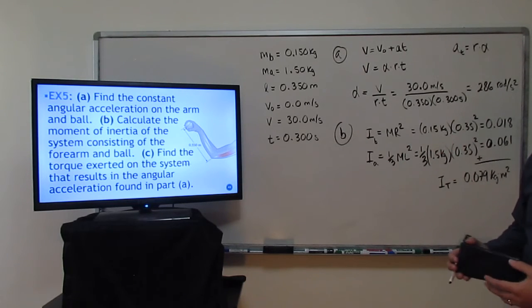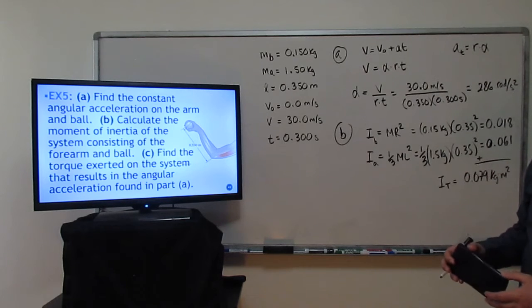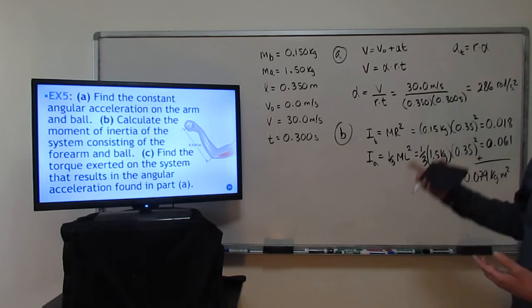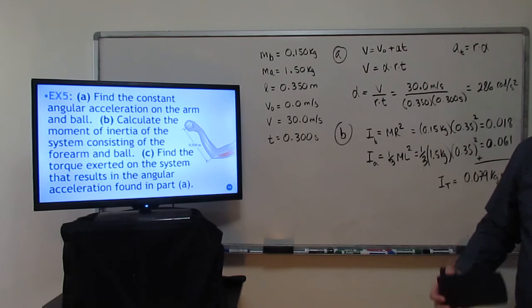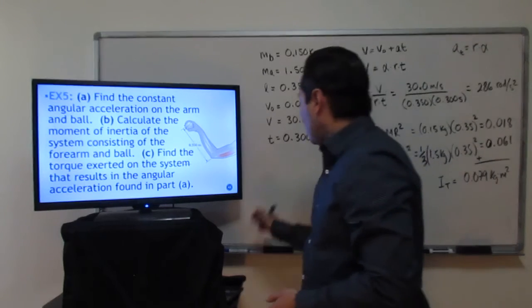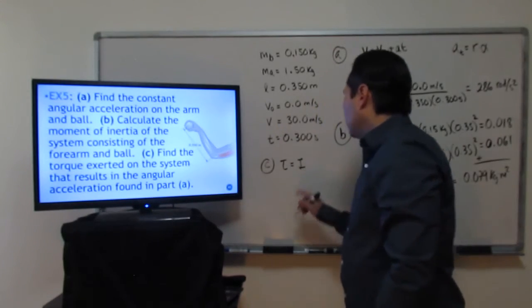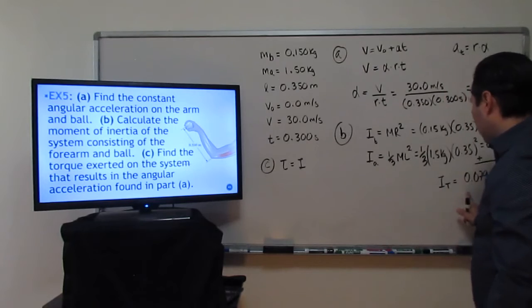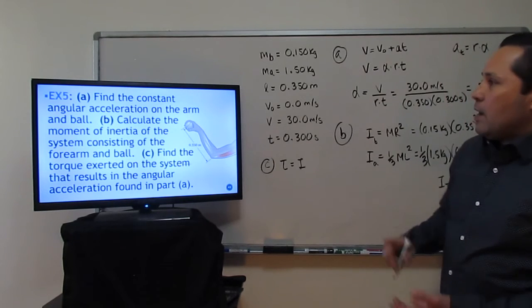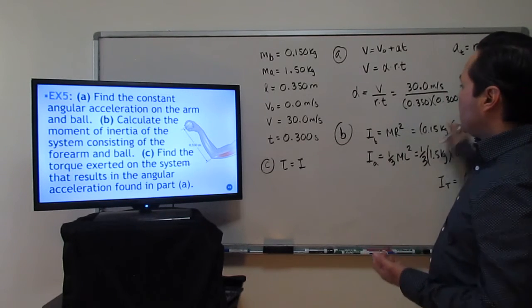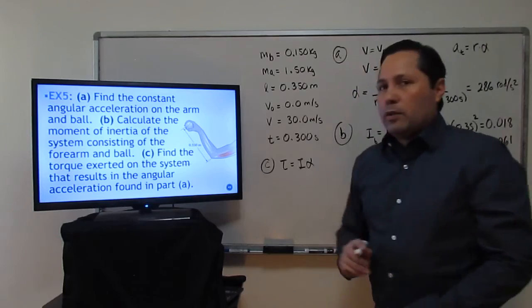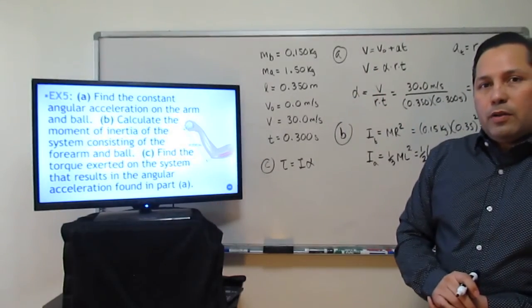In part C, they ask us the following. It says, find the torque exerted on the system that results in the angular acceleration found in part A. So what will be the total torque? Torque is equal to I, the inertia, which we just got over here, multiplied times the angular acceleration.